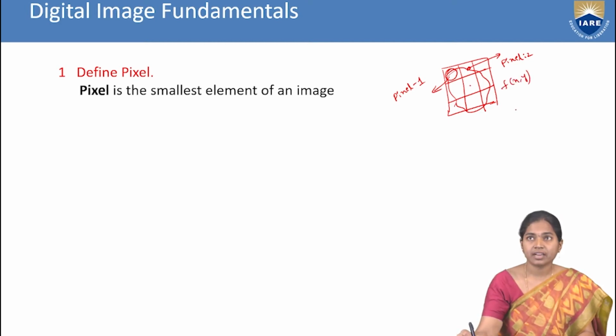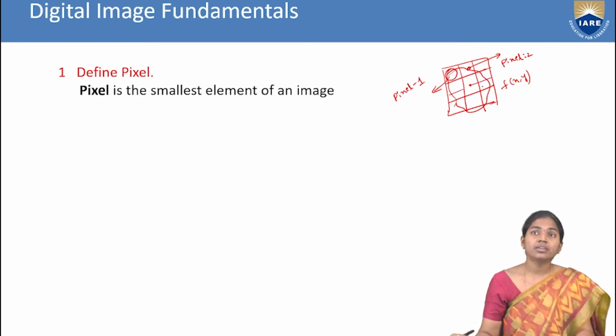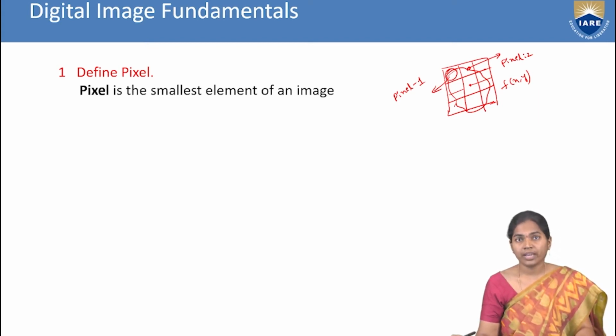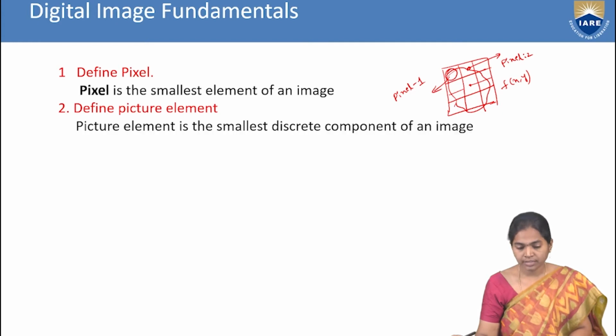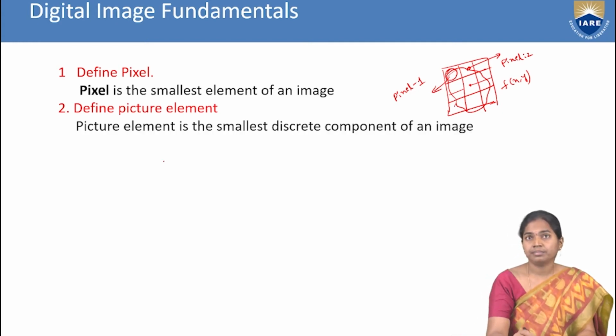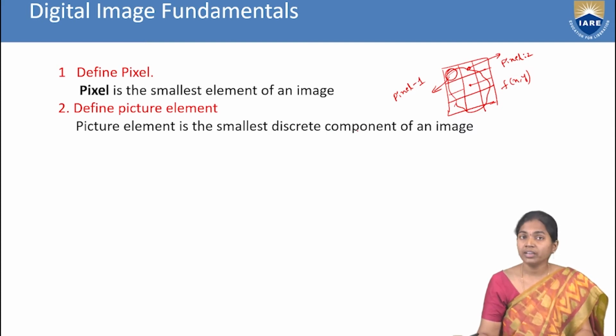This is f of x comma y. We have 4 neighbors, 2 vertical and 2 horizontal. So the pixel is the smallest element of an image. And define picture element: pixel is also called a picture element. A picture element is the smallest discrete component of an image.